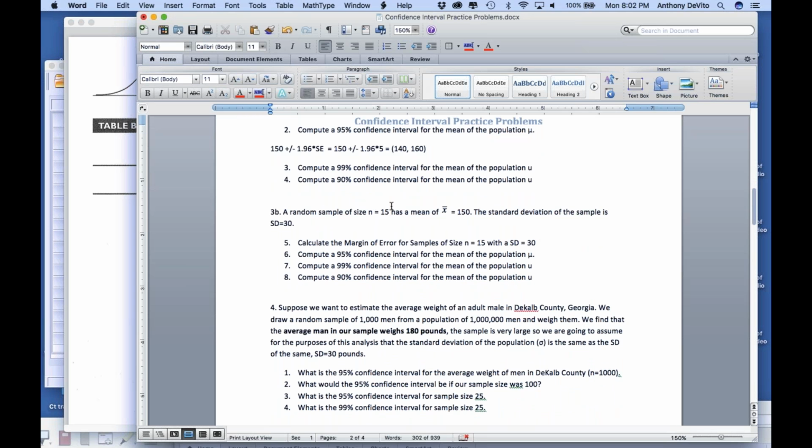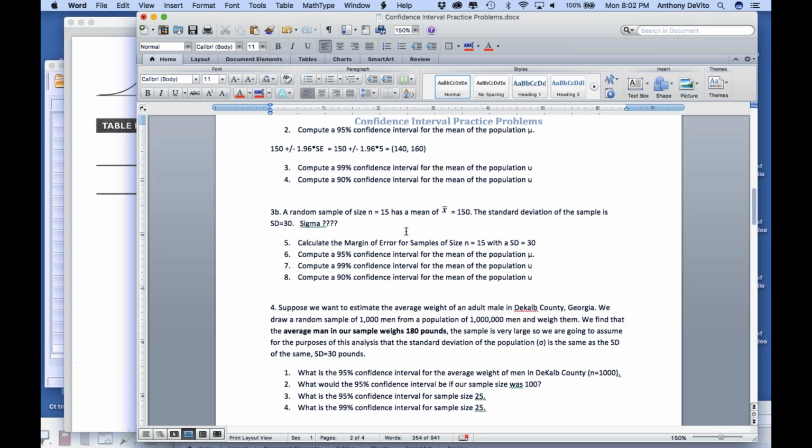Now I'm going to throw a real curve in here. A random sample of size 15 has a mean of 150. The standard deviation of the sample is 30. What did I just change here? What was the biggest change besides the sample size? What did I not tell you? The population sigma. We don't know what the population standard deviation is, right? I'm going to have to use the standard deviation of the sample instead. That introduces a new element of uncertainty, especially since it's a small sample size.